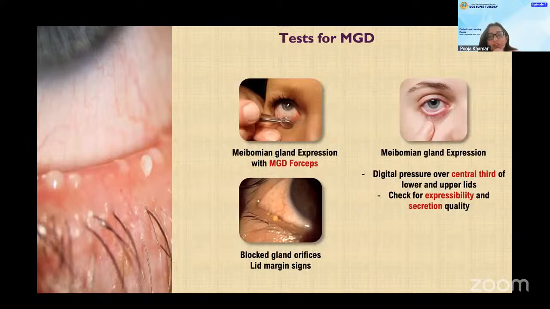The second thing which helps a lot on a slit lamp examination is the test for MGD, where you press the lower lid or the upper lid of the patient over the central third of the lids. You can check whether the expressions are there or not, and if there, what is the quality of the expressions, and whether there are any blocked gland orifices or lid margin signs. So a simple test on the slit lamp also helps to see what type of MGD you are dealing with, whether it's a mild form or a severe form, the percentage of blocked gland orifices, and so on. So this also helps us a lot in our practice.